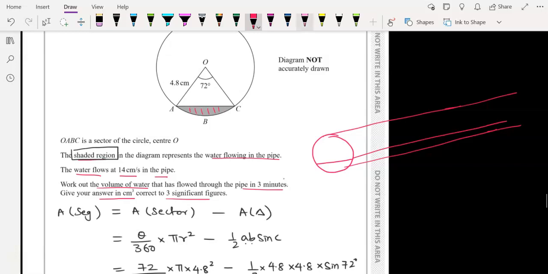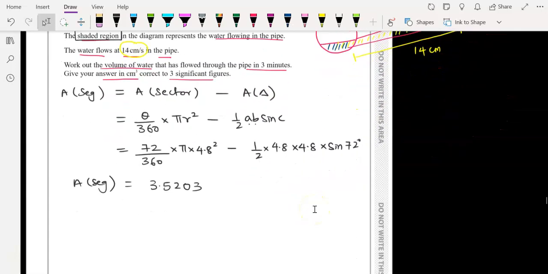Now the speed is given to you that it flows at a speed of 14 centimeter per second. What does that mean? So suppose this length till here is 14 centimeter. So the amount of water that is in this length of 14 centimeter, this much water flows out in 1 second. So to find out how much water flows out in 1 second, we'll multiply the area of cross section, that is the area of segment, by the length to give us the amount of water that flows out in 1 second.